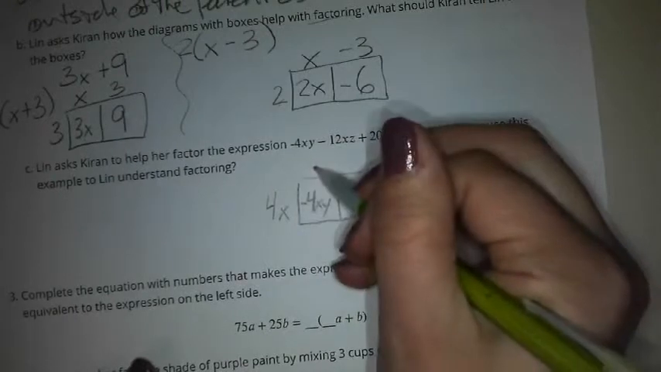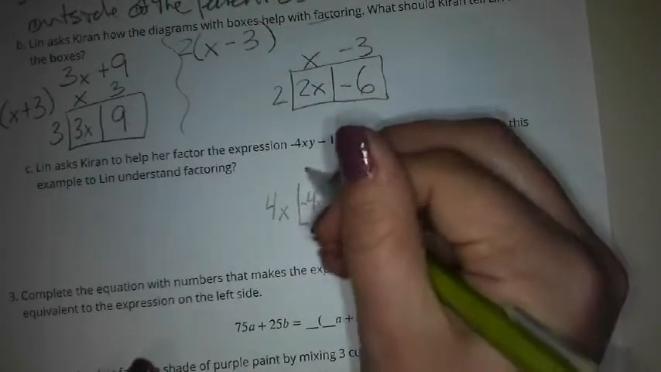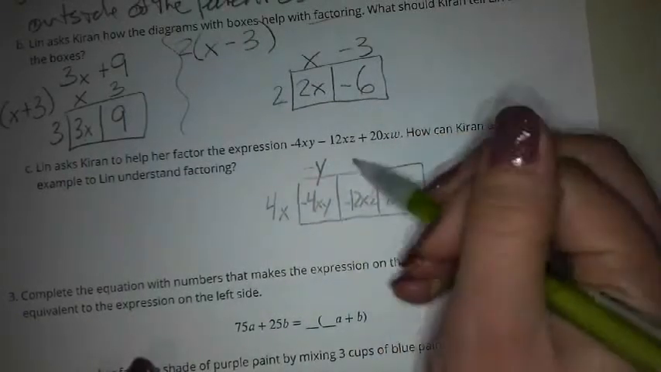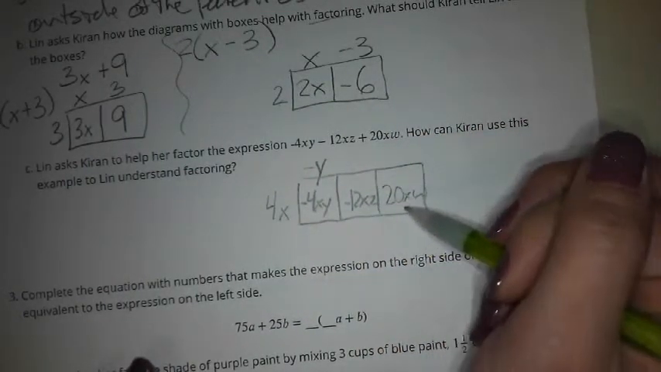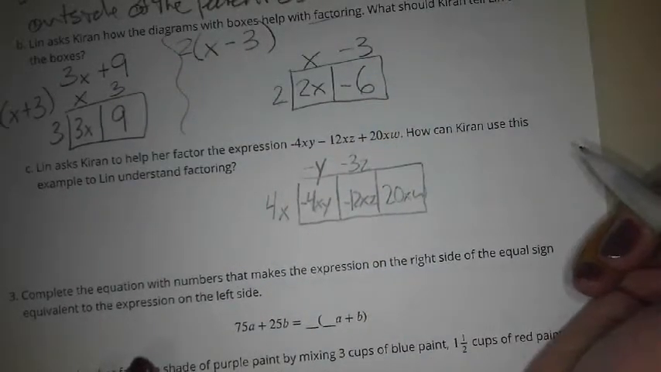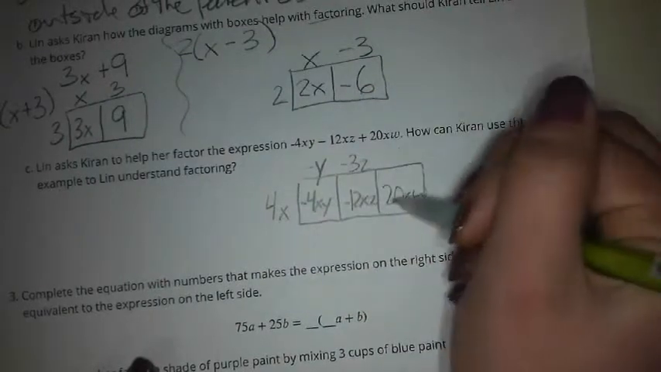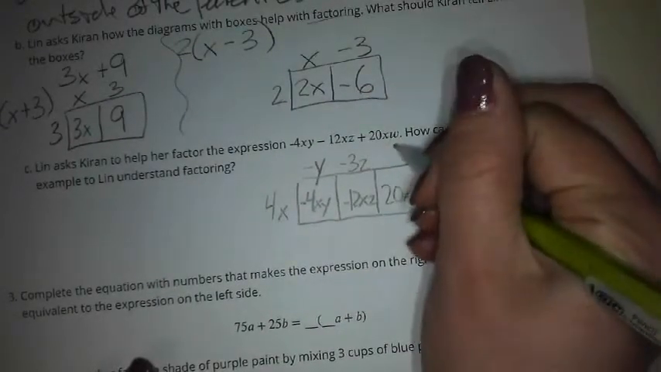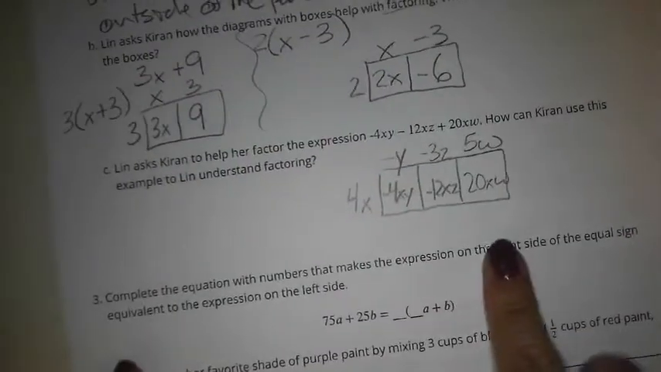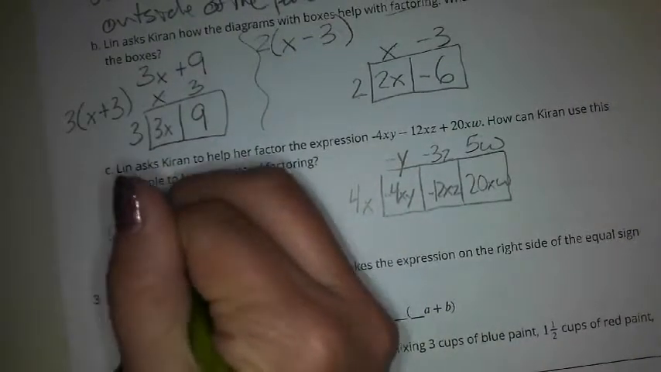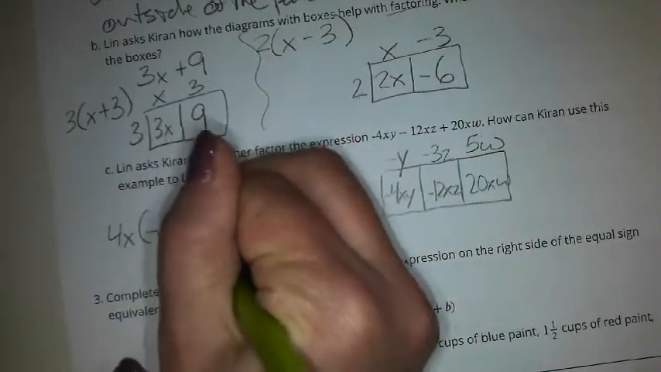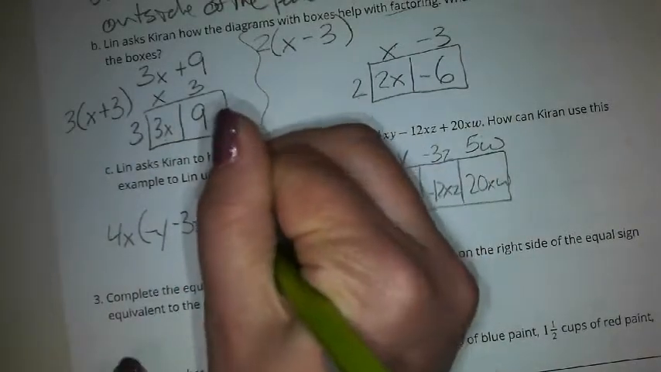So 4x times what gives me a negative 4xy? Well, that would be a negative y. 4x times what number gives me negative 12xz? Will that be a negative 3z? 4x times what number gives me 20xw? Will that be 5w? So when we rewrite this, we have 4x parentheses times negative y minus 3z plus 5w.